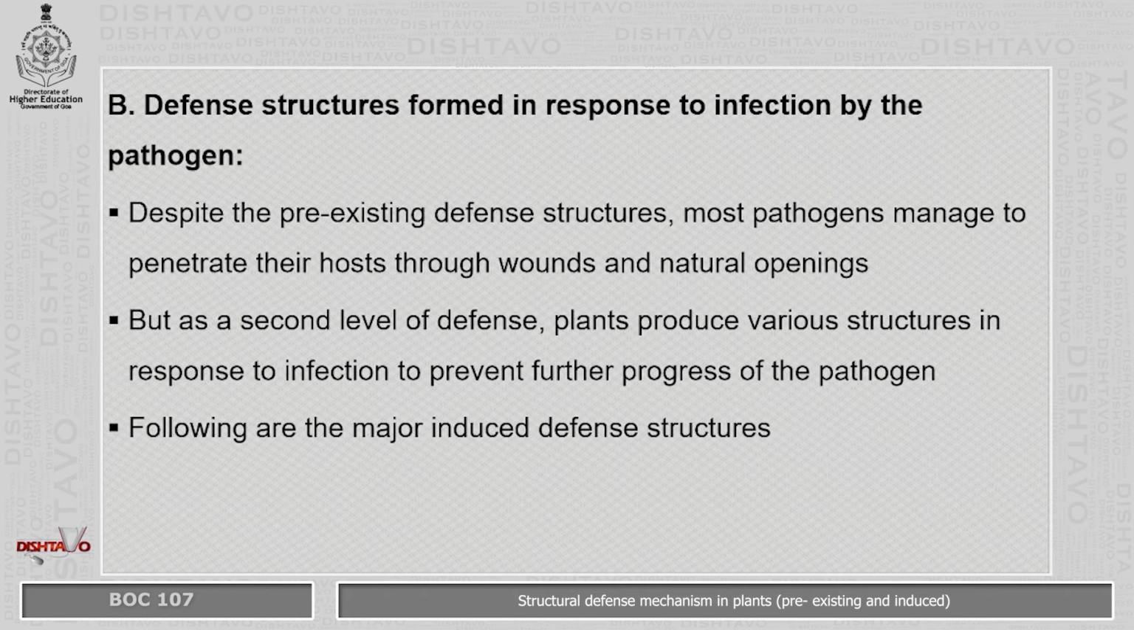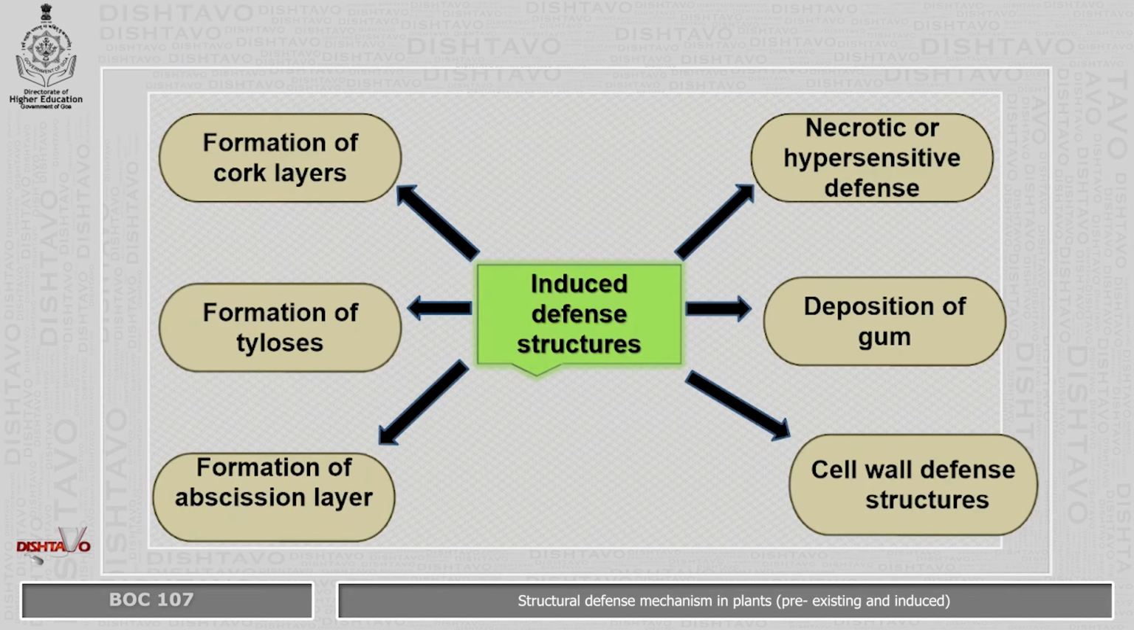Defense structures formed in response to infection by the pathogen. Despite these pre-existing defense structures, most of the pathogens manage to penetrate their host through wounds and natural openings. But plants will form a second level of defenses. They will produce various structures in response to the infection and prevent the further progress of the pathogen. The following are the major induced defense structures: formation of cork layer, formation of tyloses, formation of abscission layer, cell wall defense structures, deposition of gums, and necrotic defense.